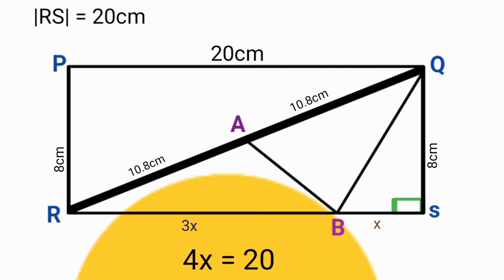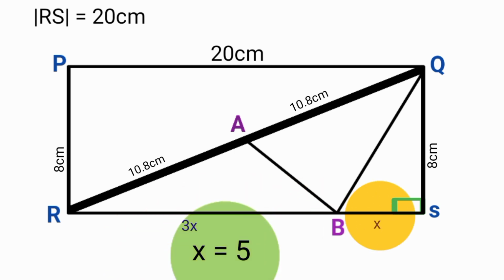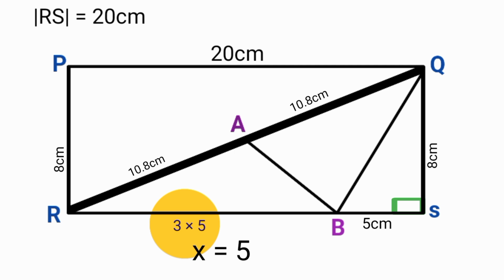To find x, we divide both sides by 4. So now 4x over 4 equal to 20 over 4. Here 4 cancels 4, and here 20 over 4 is 5. So now x equal to 5. So come back here. Substituting x equal to 5 here, this will be 5 centimeters. This here, 3x will be equal to 3 times 5, which equals 15 centimeters.